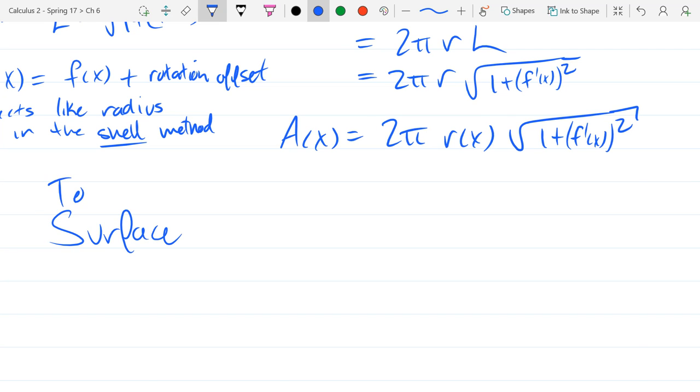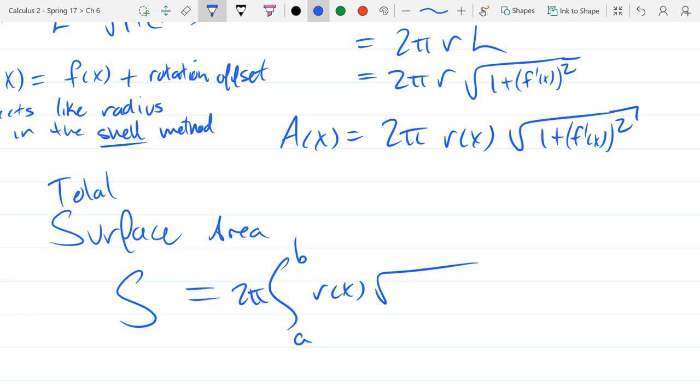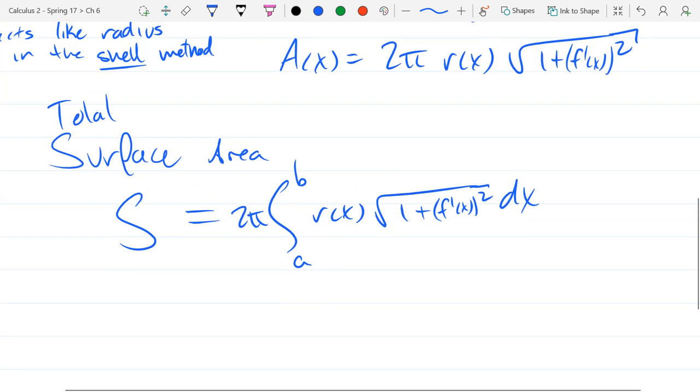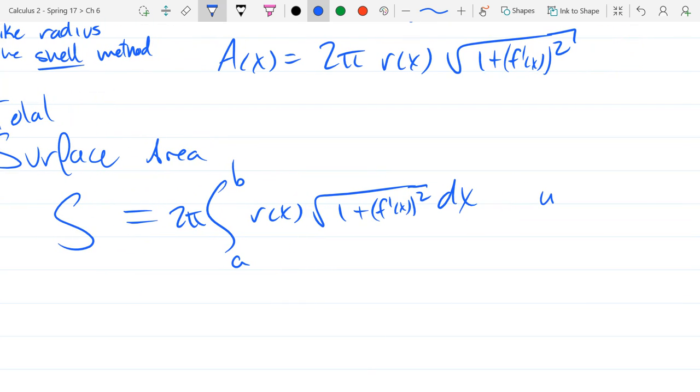So our total surface area, we'll use S for this. This is the integral from a to b, 2 pi is constant, comes out front, r of x, square root of 1 plus f prime of x squared, dx. And this is when you have y as a function of x.